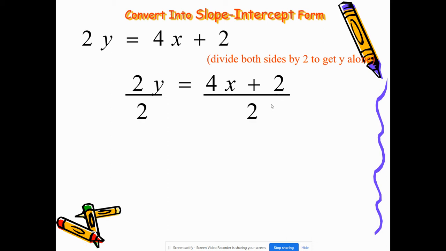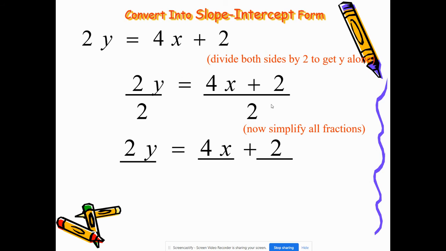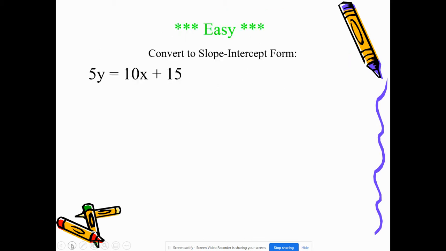Okay. Now at this point, we're going to have to simplify those fractions. Two divided by 2 gives us 1y. 4 divided by 2 gives us 2x. And 2 divided by 2 gives us 1. Therefore, we're just left with y equals 2x plus 1. So this was a more simple problem, and we're going to look at a more difficult problem in a moment.